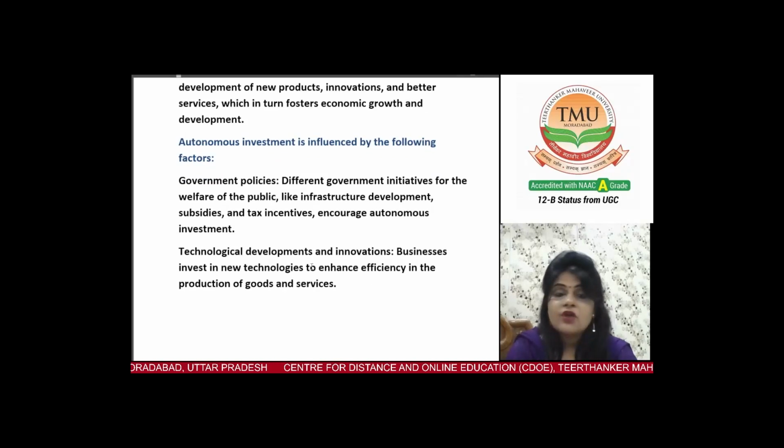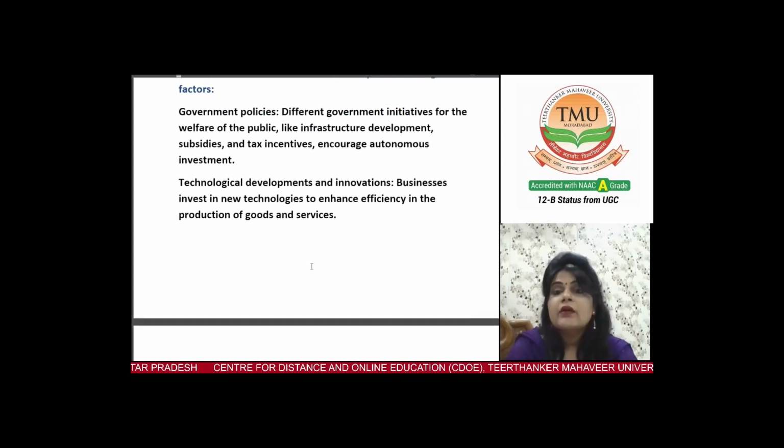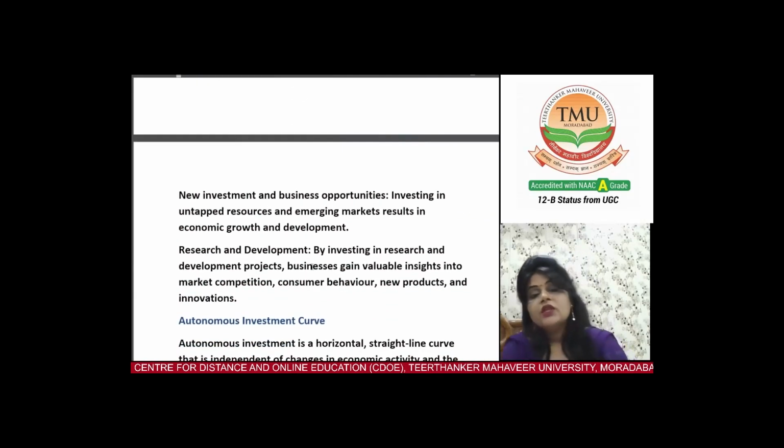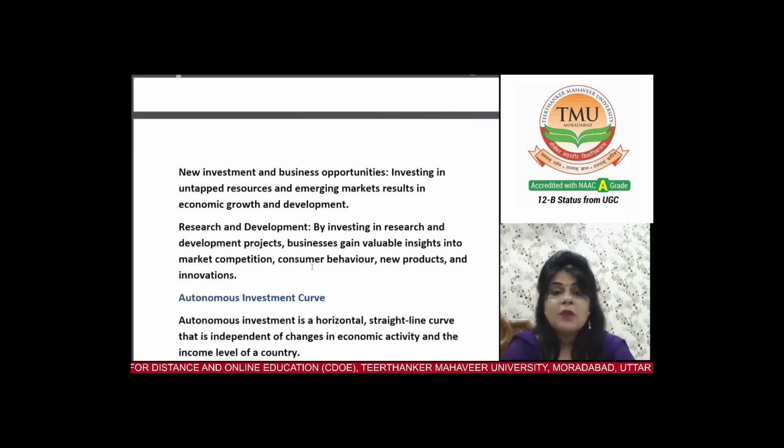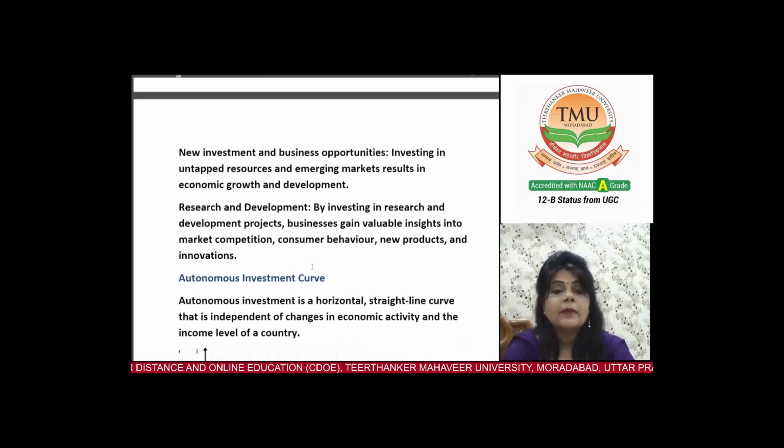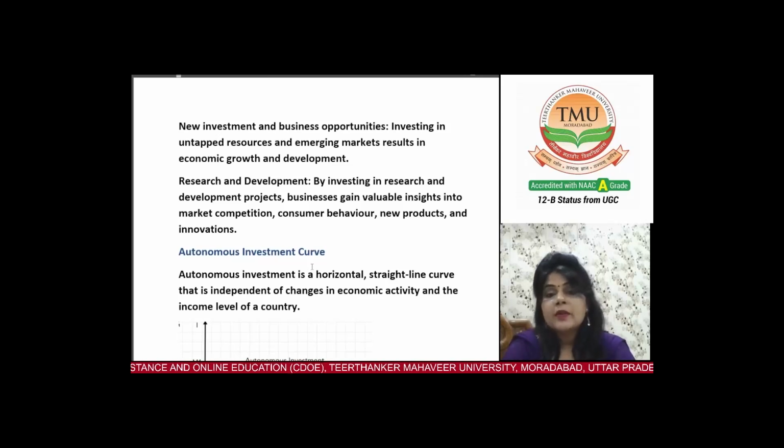First of all, government policies. Different government initiatives for the welfare of the public, like infrastructure development, subsidies, and tax incentives, encourage autonomous investment, technological development, and innovations. Businesses invest in new technologies to enhance efficiency in the production of goods and services. With it, new investment and business opportunities, investing in untapped resources and emerging markets result in economic growth and development. Next, research and development.